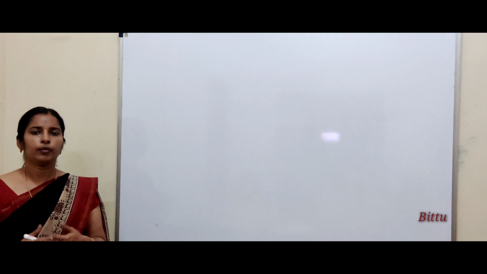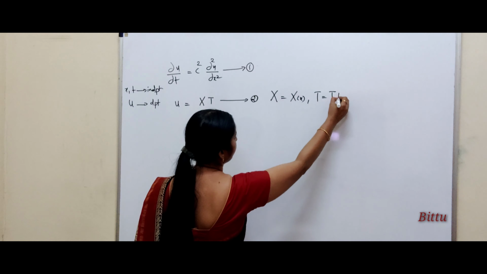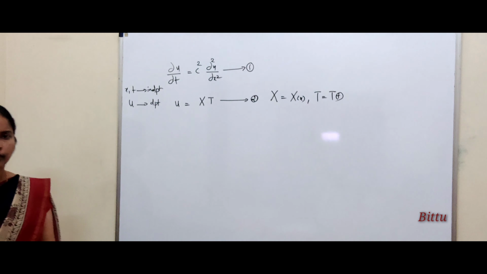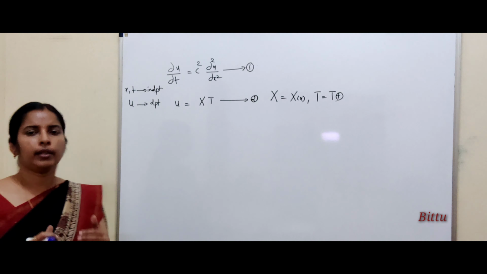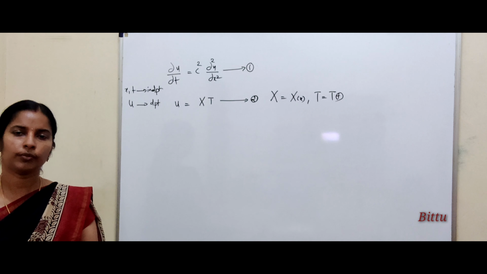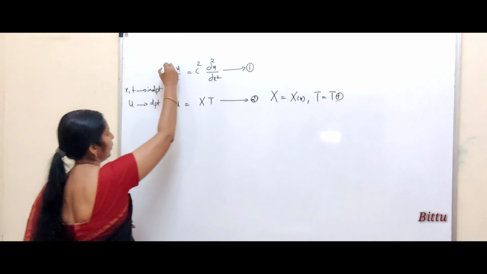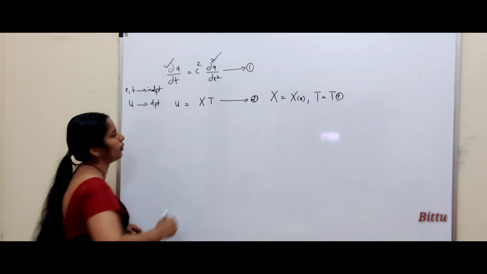So, we can assume a solution in the separable form as u = X T, where capital X is a function of x alone and T is a function of t alone. Here we assumed u = XT as a solution of the heat equation given by equation number 1. So it is very clear that u satisfies equation 1. For that we have to find ∂u/∂t and ∂²u/∂x².